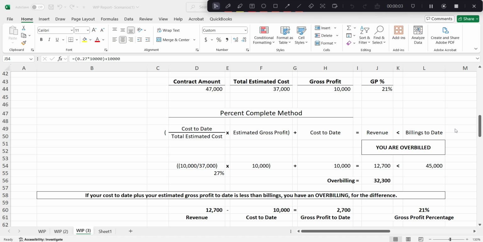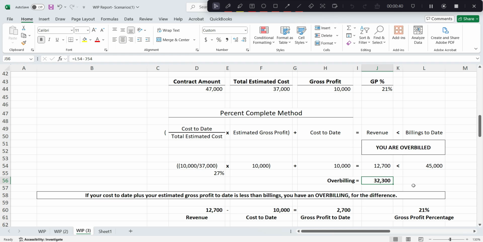So we're supposed to recognize less revenue than we did before. How do we do that? Through overbillings. If your cost to date plus your estimated gross profit to date is less than your billings, you have an overbilling for the difference. That means since the amount the percent complete method is telling us to recognize, in order to arrive at the 21%, is less than the amount billed, we have an overbilling for that difference.